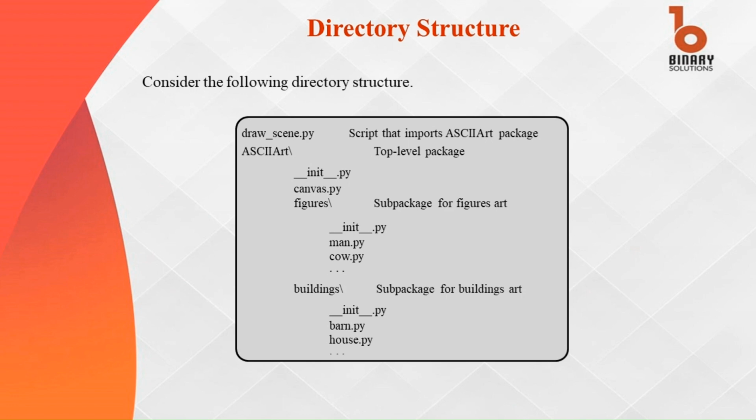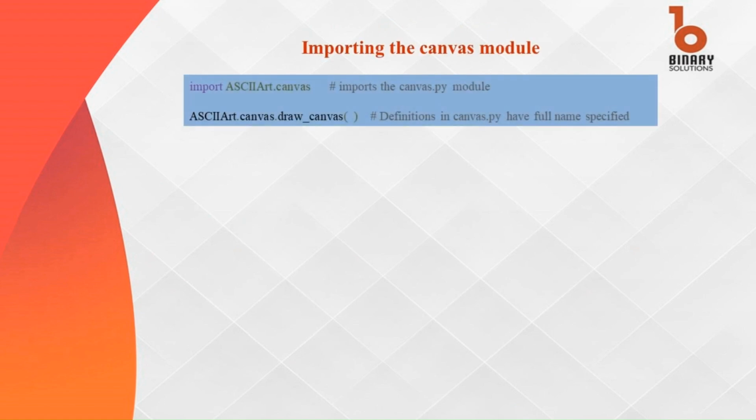The script draw_scene.py imports the ASCII art package and uses the modules from the subpackages to create a scene. This directory structure promotes modularity and organization, making it easier to manage, expand, and maintain the project while ensuring that different categories of artwork, figures, and buildings are kept separate and logically grouped. The import methods presented here demonstrate the flexibility and clarity of Python's import system when working with packages and modules.